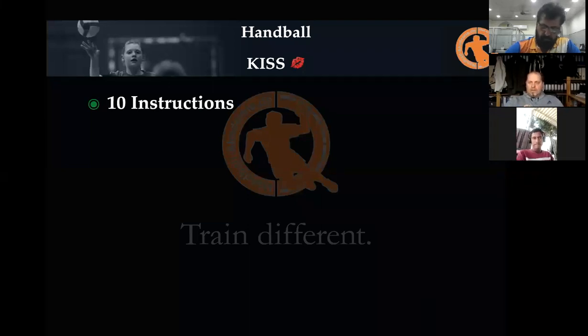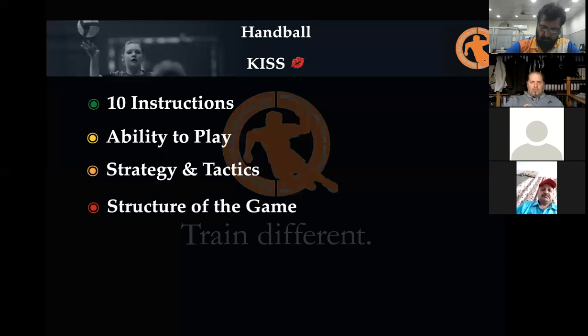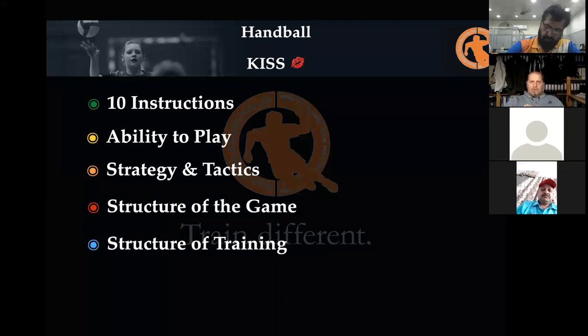that 10 instruction. Second is the ability to play, a very important topic in general, because our basic idea is to enable the players to play handball. Strategy and tactics, they were very important in our sessions for defense and attack. Structure of the game, very important to understand how the competition is running, and from there we can transfer structure of the training, what to do in our units. So these are the 5 chapters for today. I will try to go through very quick so that we stick to the time given.